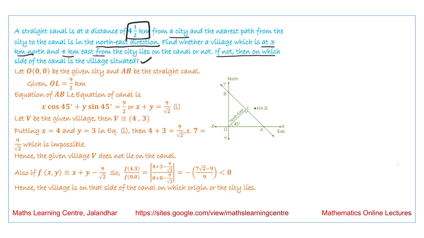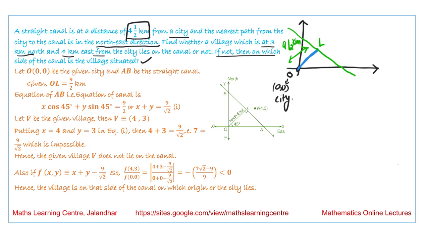So suppose the given city we are talking about is represented by the origin. This is the origin O, the 0 0 coordinate, and this represents the city. Then in the northeast direction, the canal is there. This is the straight canal, and suppose this point is OL, and this length is 9 by 2 kilometers.